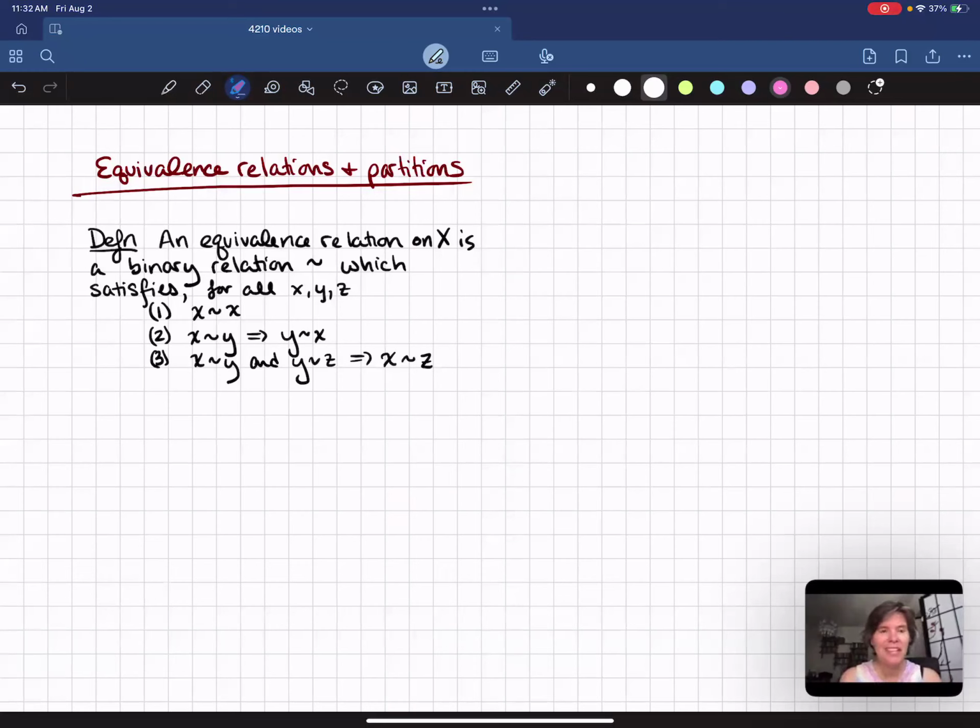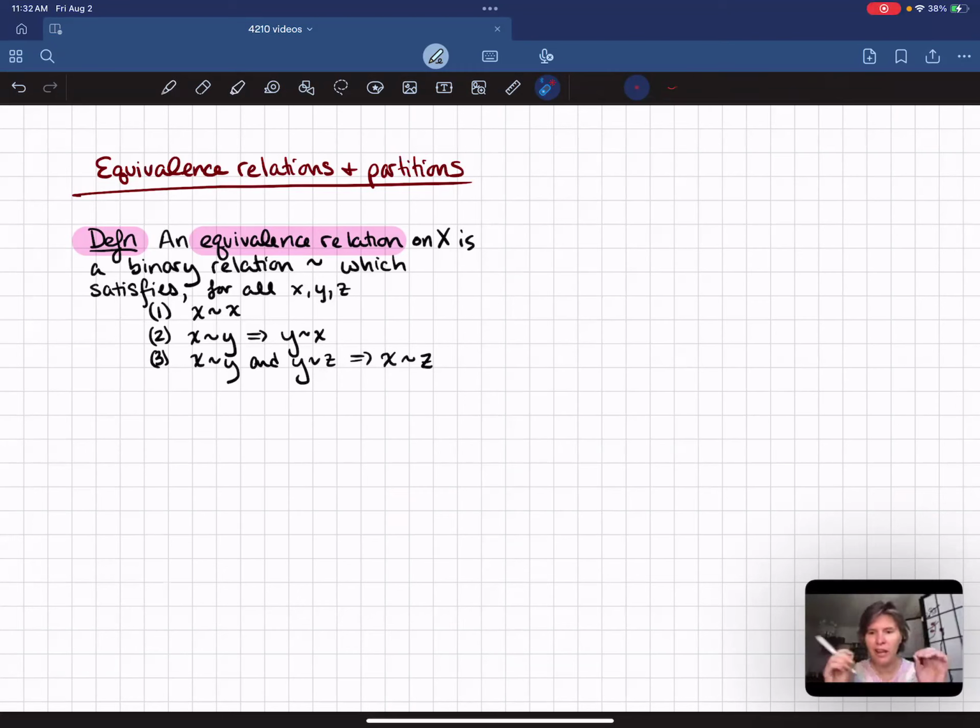Okay, so the definition of an equivalence relation: an equivalence relation on a set X is a binary relation, squiggle, which satisfies these three properties, which are sometimes even referred to as the axioms of equivalence relations or the properties of equivalence relations. And you can kind of see what a binary relation means here.